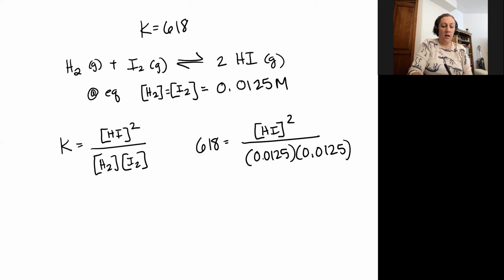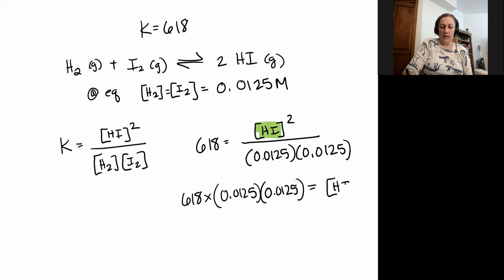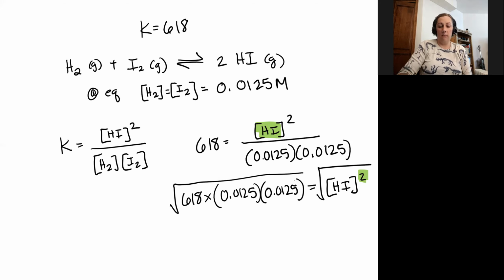And now I could solve for that hydrogen iodide concentration. It's going to be 618 times this 0.0125 times 0.0125, and that'll equal the square of hydrogen iodide. To get rid of that squared and isolate the concentration of hydrogen iodide, I'm going to take the square root of both sides. So that on my right side, that's going to leave just hydrogen iodide concentration. And this value on the left, I'm going to plug into my calculator.